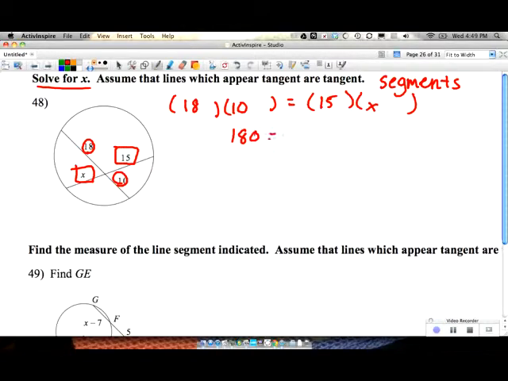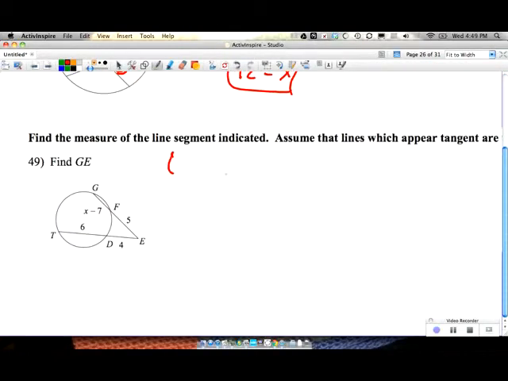So if I simplify that a little bit, I'm going to have 180 equals 15x. Divide both sides by 15, and 180 divided by 15, that should be, what is that? 15 goes into 180 12 times, so that's 12. 12 equals x. Done.